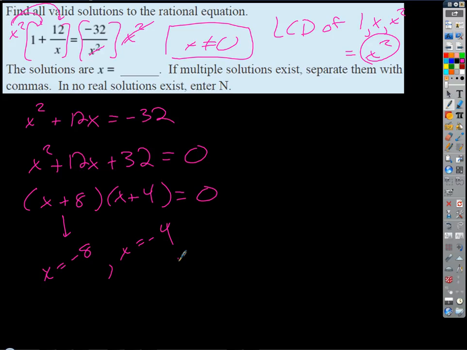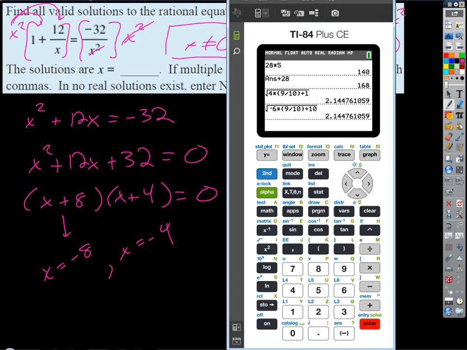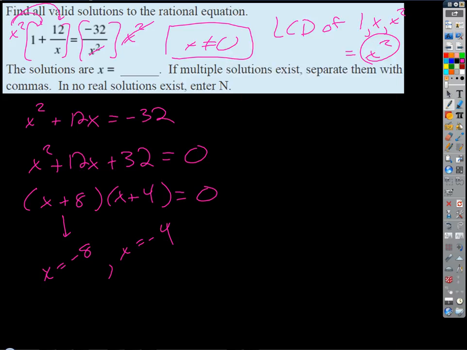Let me just show that to you once. Actually, I'll do it later. There's a better one I can do it on later. So those are our answers, right? Those both work because neither one of them is 0. So in Moodle, I would just input my solutions, separating them with a comma: negative 8, negative 4. Okay?